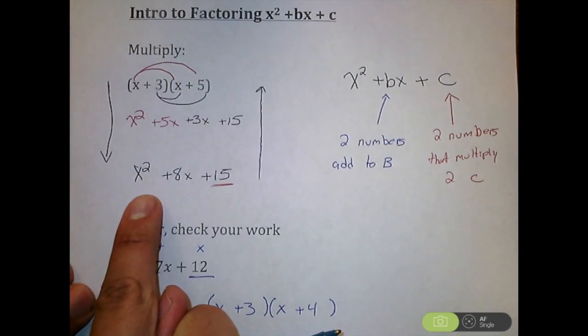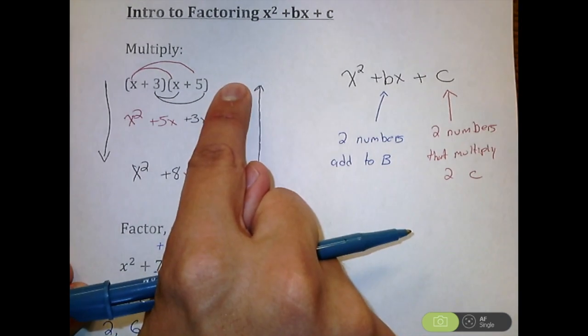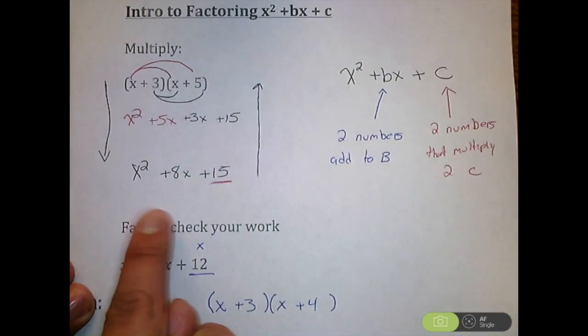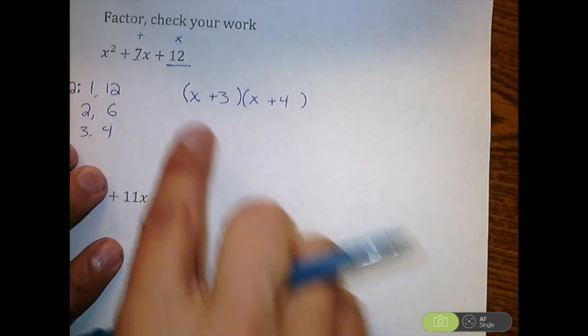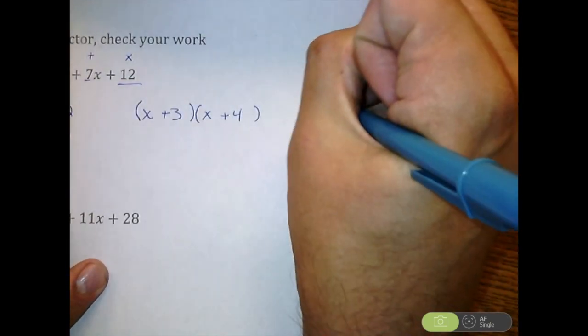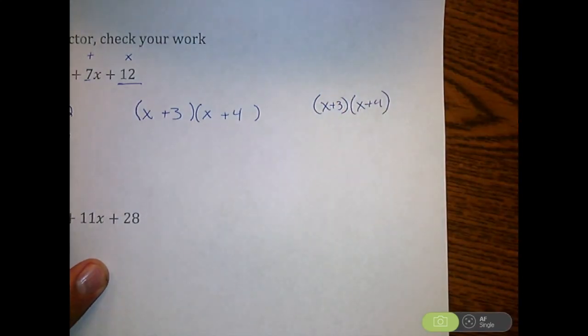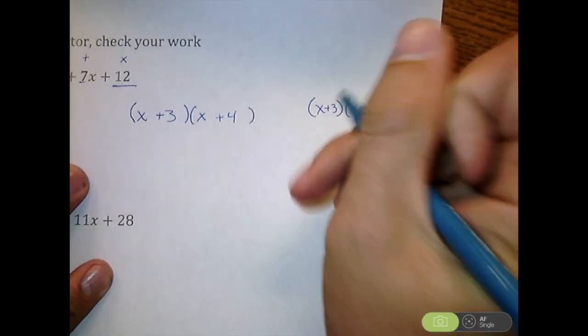So we think we went from here backwards to the parentheses. So how do we check our work? Well, you just multiply. We're going to multiply and see if we get this answer. So x plus 3 times x plus 4. We should be comfortable with multiplication now, so I'm going to do this a little bit quick.